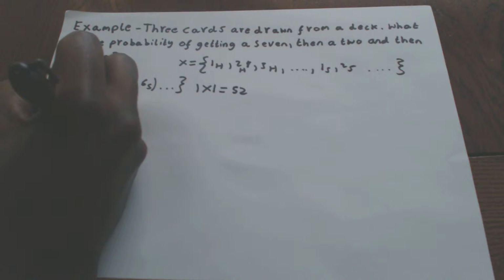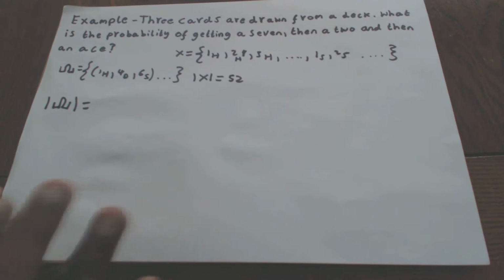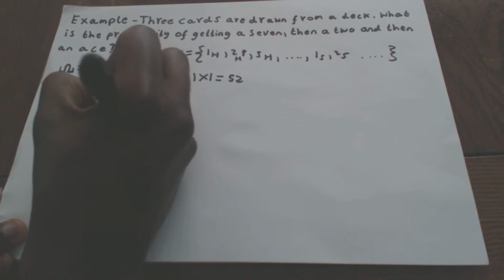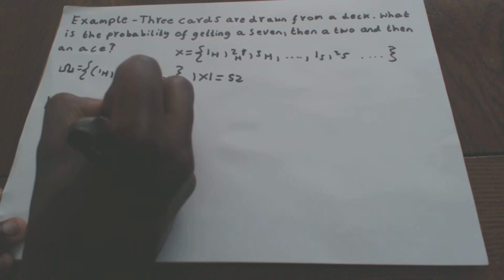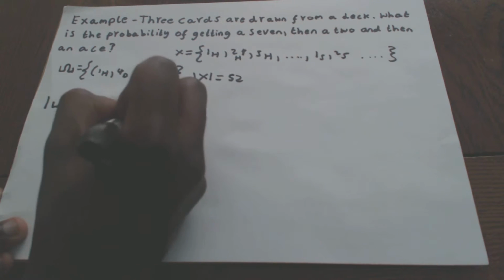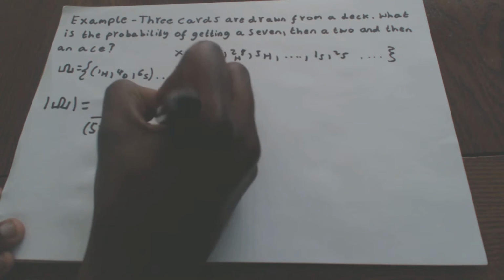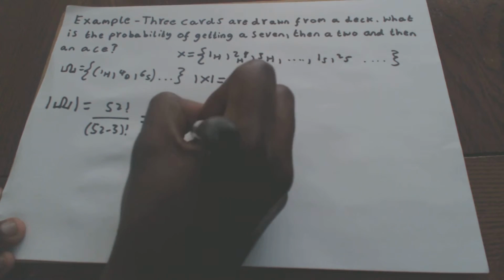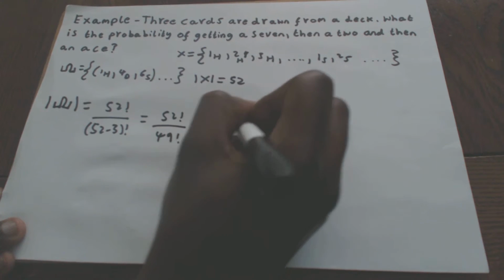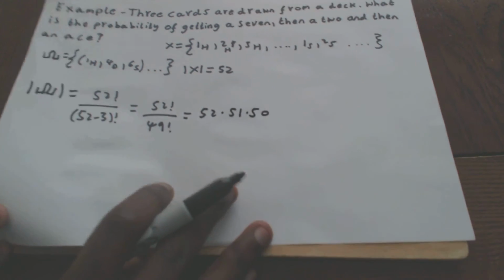What you want to focus on in the exam is obviously the modulus of the sample space. What's that going to be? Well, it's ordered selection with repetition not allowed, so we're going to have 52 factorial over (52 minus 3) factorial, which is just going to be 52 factorial over 49 factorial, which will just be 52 times 51 times 50, since everything else gets eliminated.